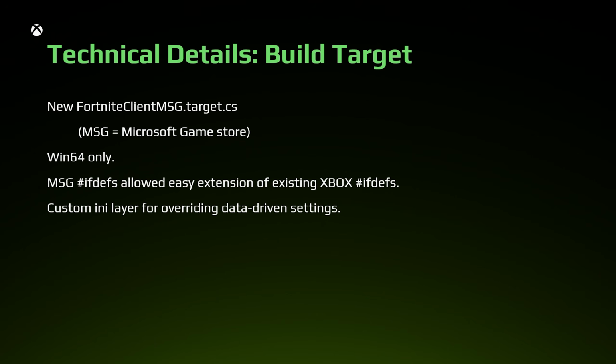The separate executable is done by a brand new build target file that we created: Fortnite client MSG, Microsoft Game Store. It's Win64 only, and we had new MSG ifdefs to allow easy extension of the existing Xbox ifdefs. And there's also a custom ini layer for overriding any data-driven settings that we need.